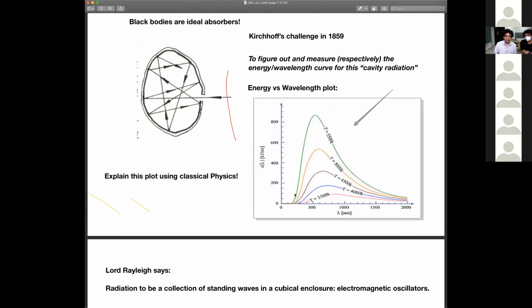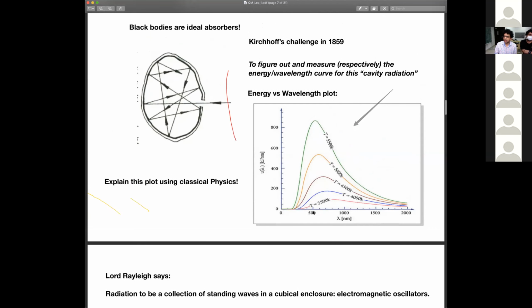But the other features of this particular graph are actually rather curious from the point of view of classical physics. It goes up and comes down. So the theoretical challenge in those days was to try and explain this using classical laws.